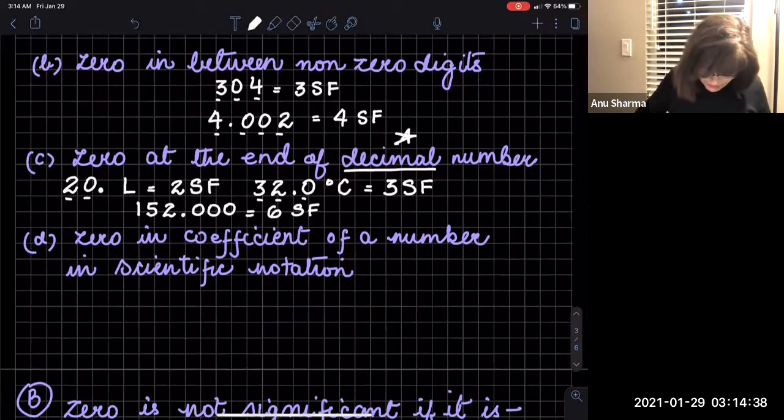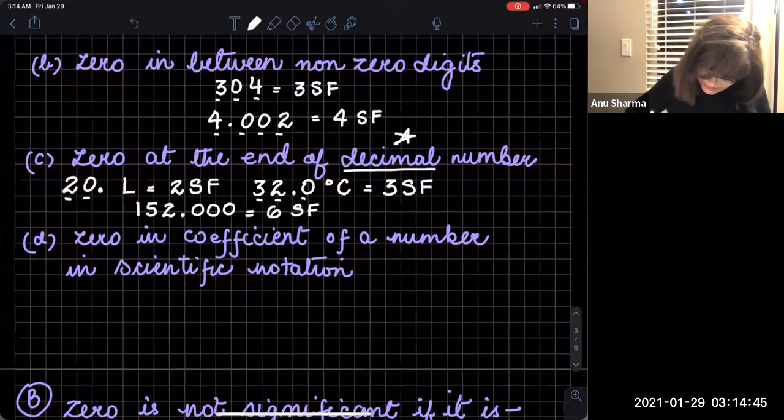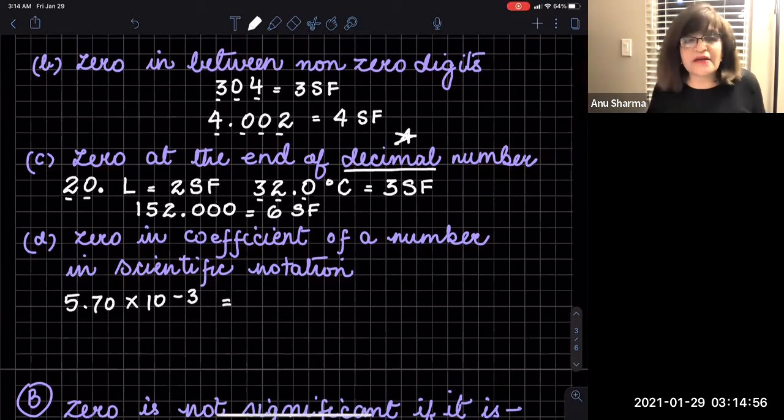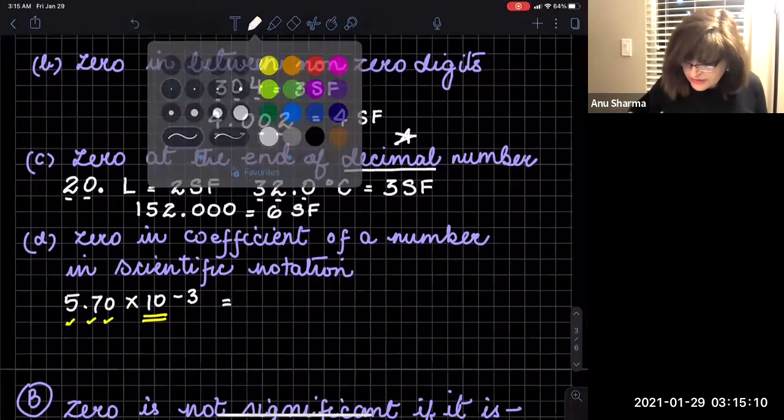Okay, next comes the zero in coefficient of a number in scientific notation. Like for example, you have a number, for example, 5.70 times 10 to the power -3. In this case, again, it's a scientific notation. So this 10 doesn't count. You leave it. But these three are important. So these three are the three significant figures.